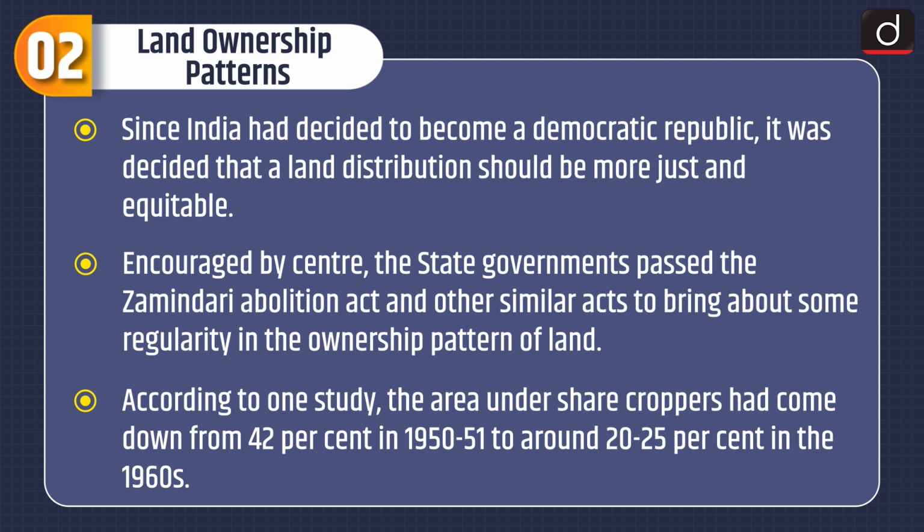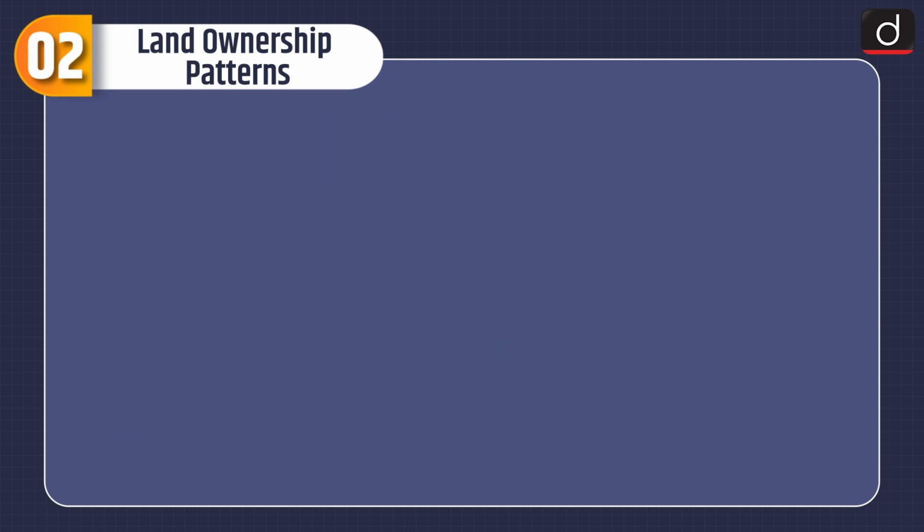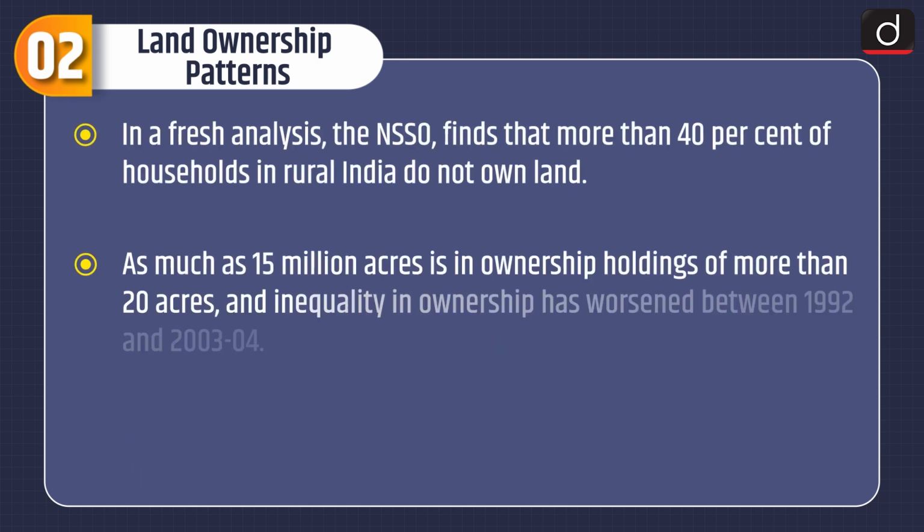According to one study, the area under sharecroppers had come down from 42% in 1950-51 to around 20 to 25% in the 1960s. In a fresh analysis, the NSSO finds that more than 40% of households in rural India do not own land. As much as 15 million acres is in ownership holdings of more than 20 acres, and inequality in ownership has worsened between 1992 and 2003-04.